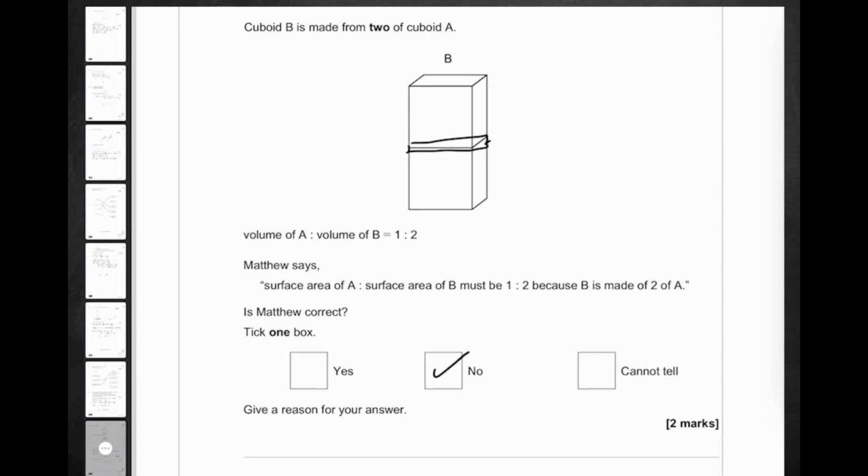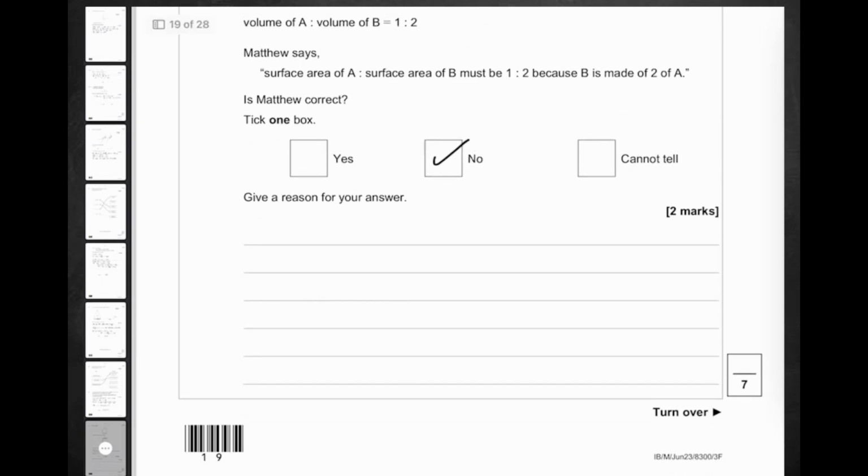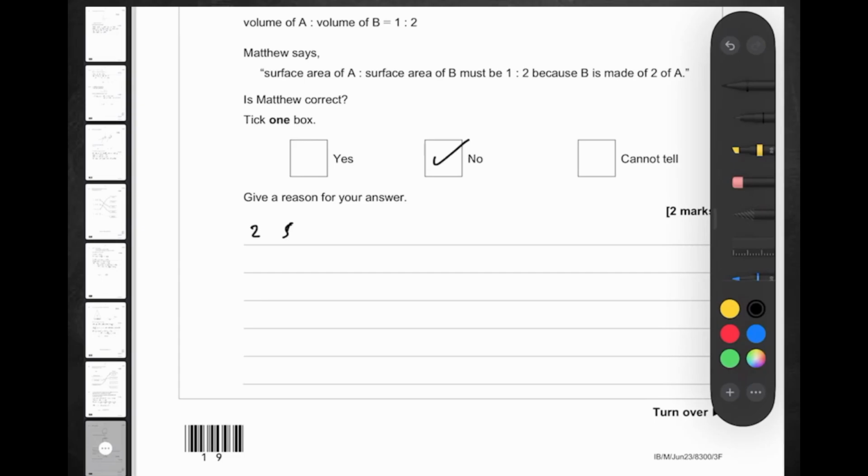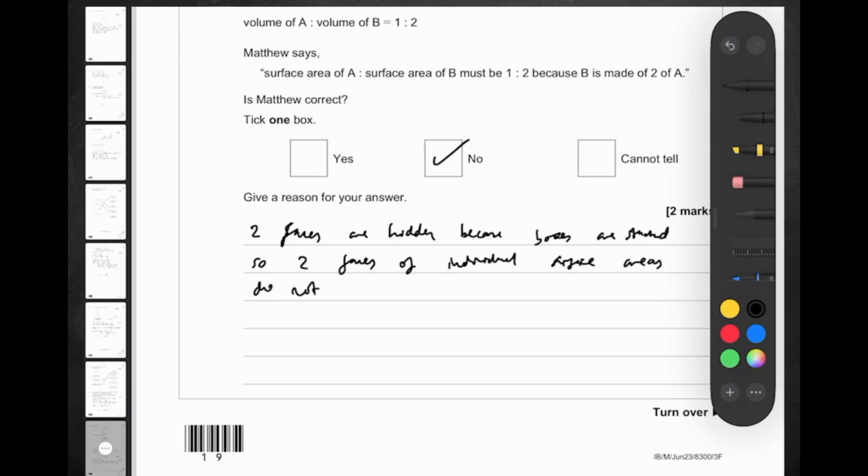So what we're going to say is 2 faces are hidden because boxes are stacked. So 2 faces of the individual surface areas do not contribute to total surface area, so not 1:2 ratio.